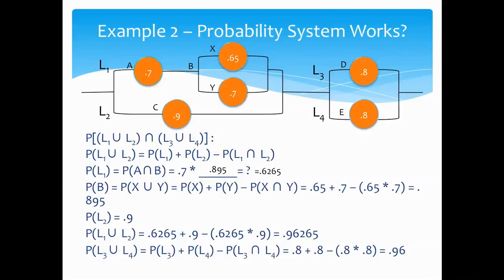Both the union of line 1 and line 2 and the union of line 3 and line 4 need to be successful for this entire system to work, so we use the multiplication rule. For our final answer, we get that the probability of the system working is 0.924144.